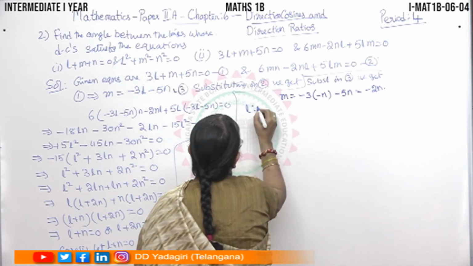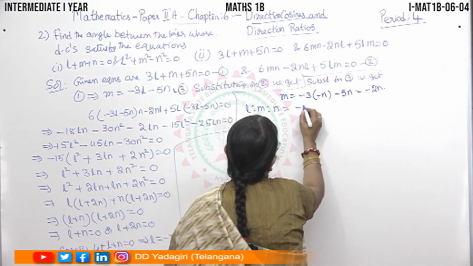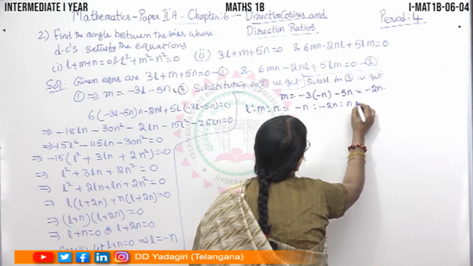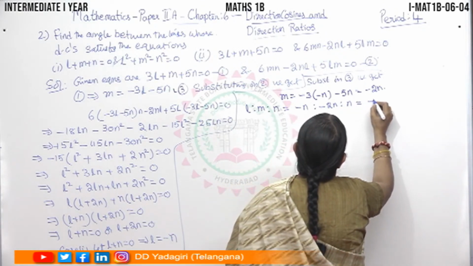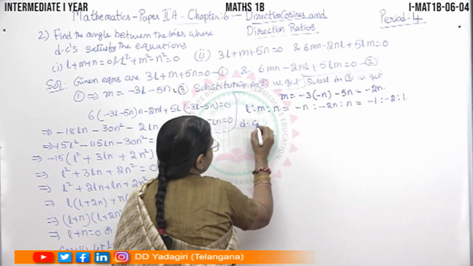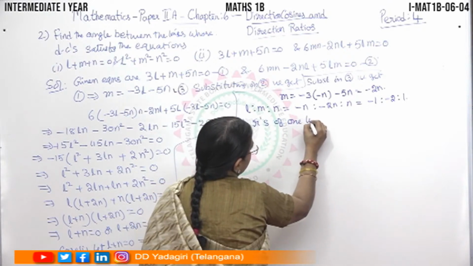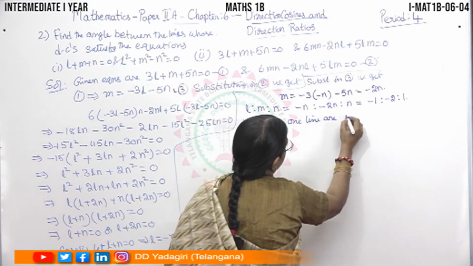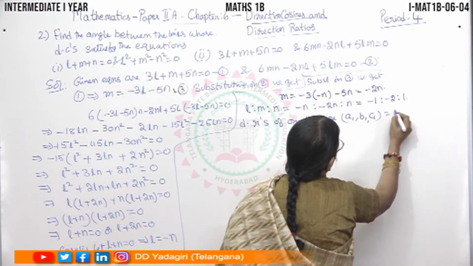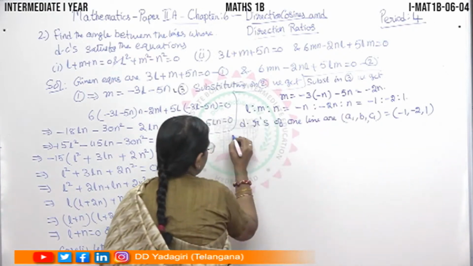So now we'll find L is to M is to N. L is minus N is to M is minus 2N is to N. So that is minus 1 is to minus 2 is to 1. So now we'll write: therefore, the direction ratios, the DRs of one line, are A1, B1, C1 is equal to minus 1, minus 2, 1. Okay. Now we'll take case 2.